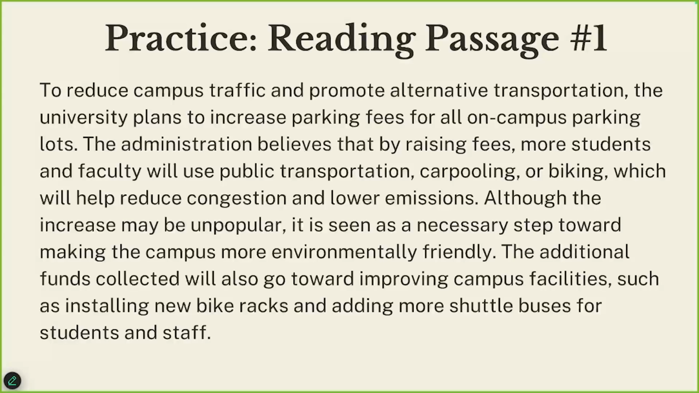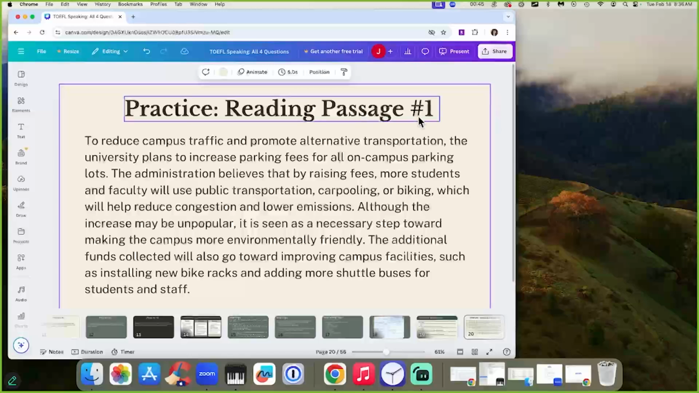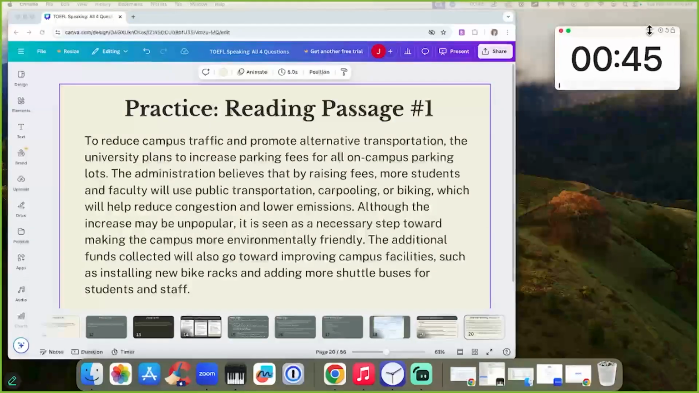Okay, so let's do this reading passage here. So here's your practice. We're going to practice with what I have called reading passage number 1. So let's make sure I got the right timers here. You're going to have 45 seconds to read this and take your notes. So get your notes ready. And 45 seconds on the clock starts now.